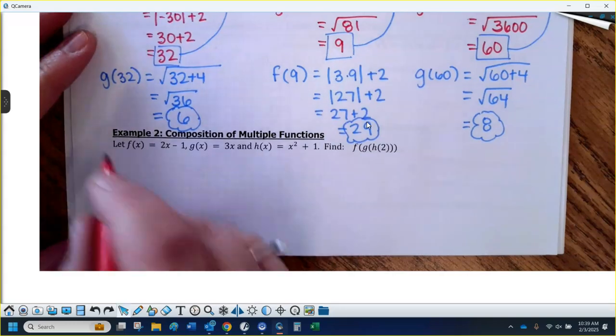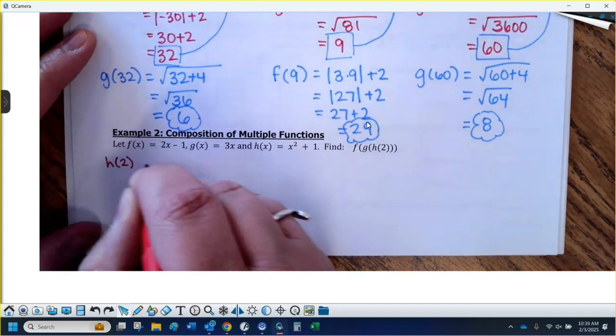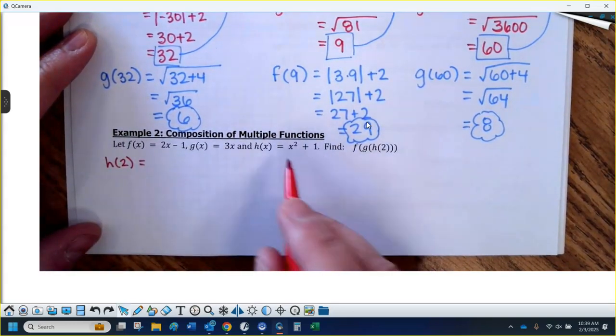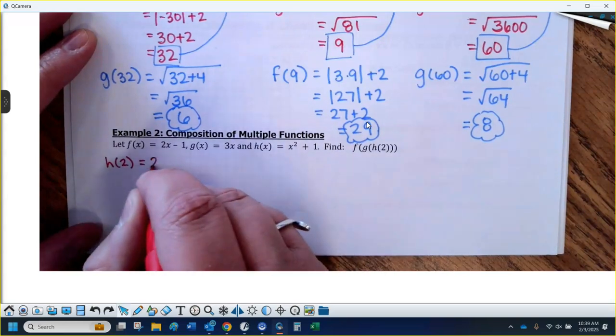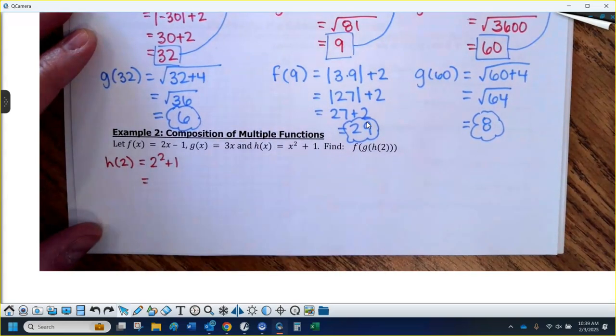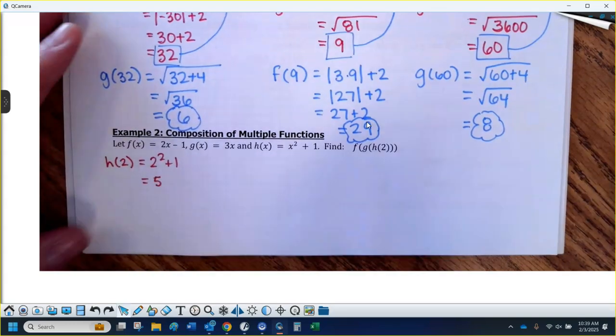Yeah, this is like 3 in 1. So just work from the inside out. So this, do h of 2. Now just look up here and make sure you're using the right function rule. So this would be 2 squared plus 1, which is going to be, what, 4 plus 1 is 5.